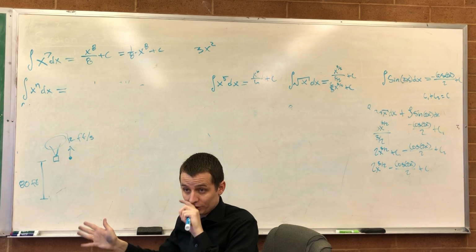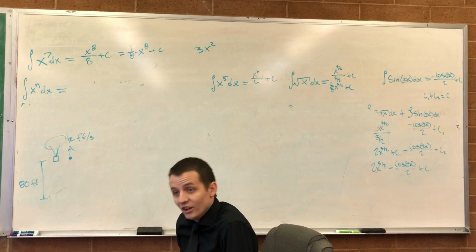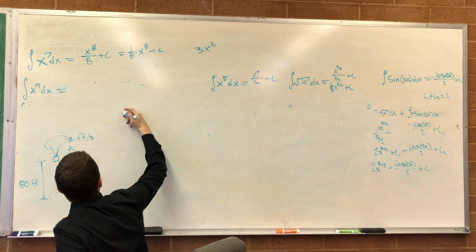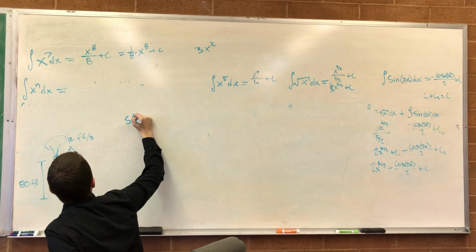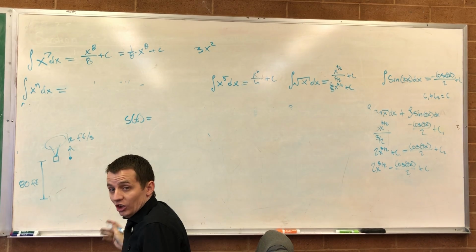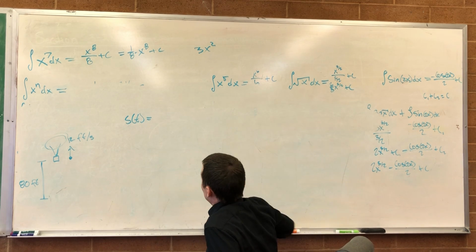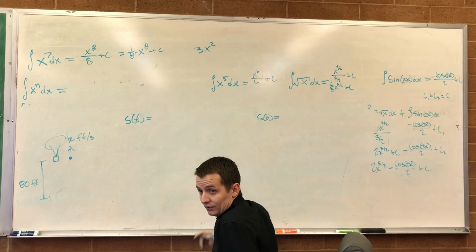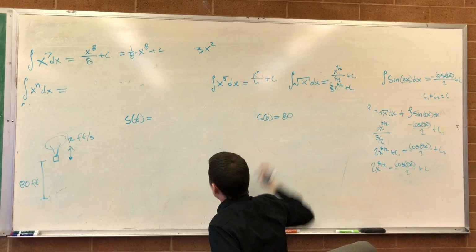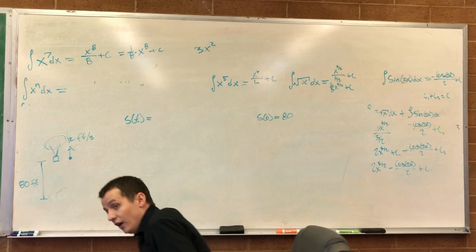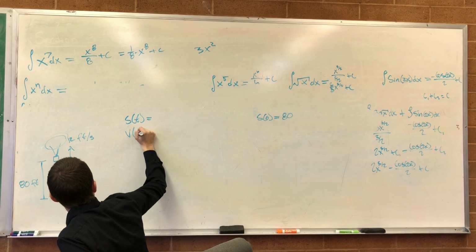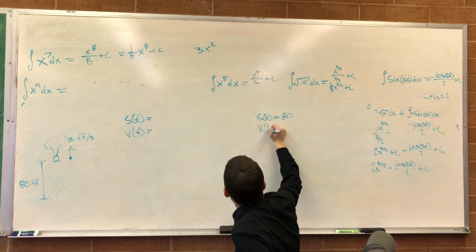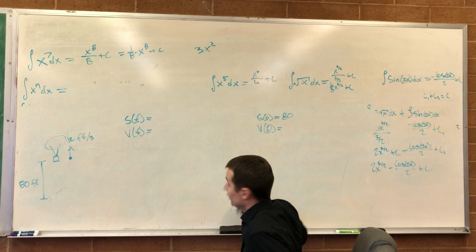Okay, so you understand what's going on, right? Notice that we have no clue what our position function looks like. But I do know that S at 0 is equal to what? 80. At time 0, our package is 80 feet in the air. Similarly, I have no clue what my velocity function looks like. But I do know that my velocity at 0 is equal to 12.